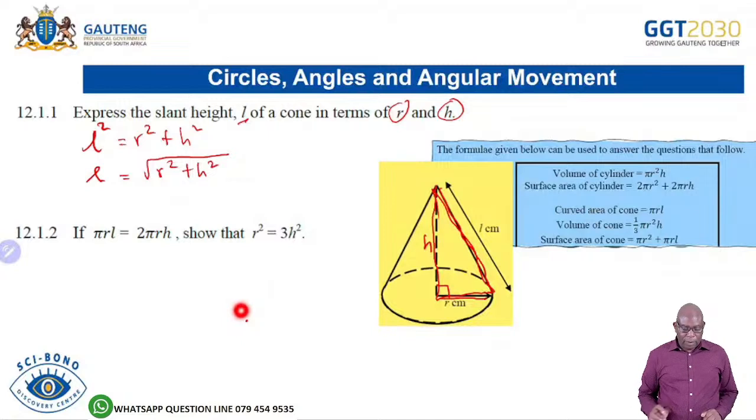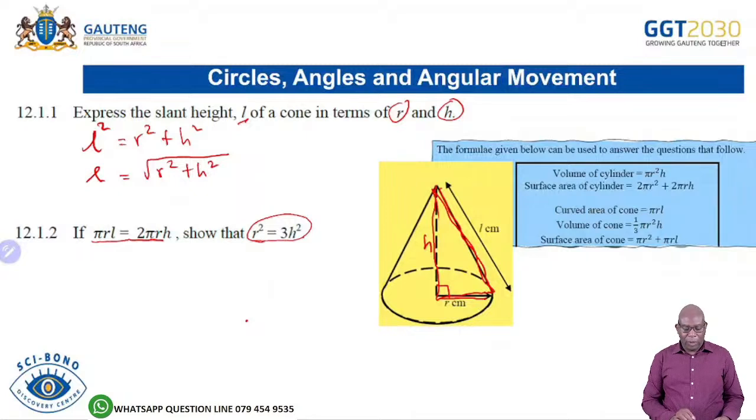Correct. The next question says, if pi r l equals this, which is what is given, show that r squared equals that. Obviously, what I need to do is just substitute the value of L by that.